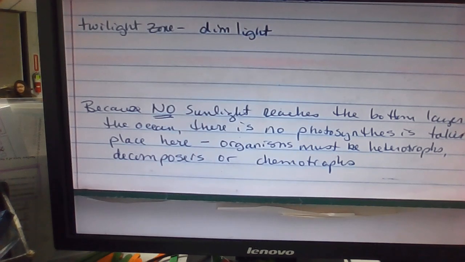Heterotrophs, decomposers, or chemotrophs. Autotrophs can make their own food. Heterotrophs have to eat other things to get their nutrients. Decomposers break down plant or animal material. Chemotrophs, chemicals. So instead of going through photosynthesis, they're using chemicals to create organic matter.